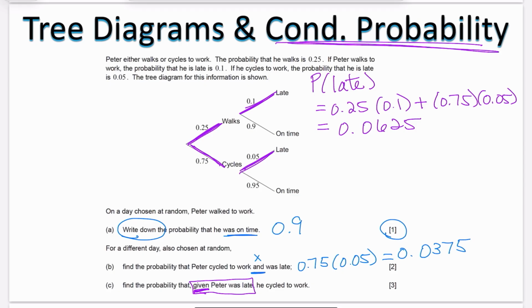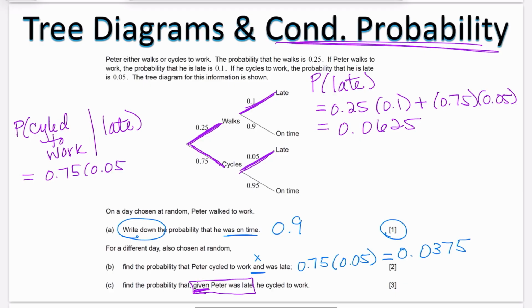The numerator is find the probability that he cycled to work. So what's the probability that he cycled to work and he was late? So the probability that he cycled to work, given that he was late, is going to be the probability he cycled to work and was late, which is 0.75 times 0.05, divided by the given condition, which we found to be 0.0625, which is that he was late. All of this is going to go straight into your calculator, and your answer is going to be 0.6.